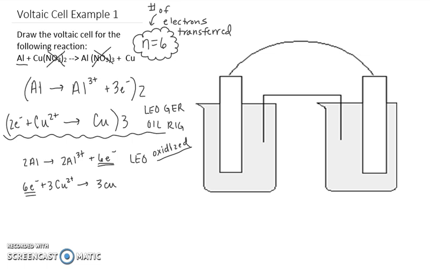And then let's take a look at this one. We gain electrons. We're adding electrons to the copper 2 plus. So gain of electrons is reduction, so reduced. So we have our oxidation and reduction reactions figured out.